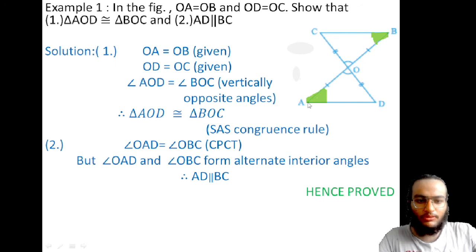Okay, so why are they equal? Because of the CPCT rule. If triangles are congruent, then the corresponding parts of the congruent triangles will always be equal. Since they are forming the alternate interior angles, therefore AD should be parallel to BC. Hence proved.